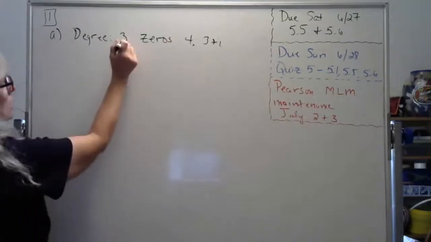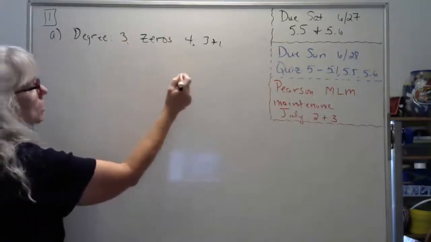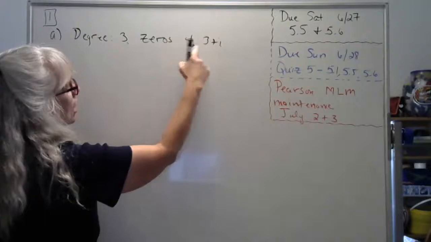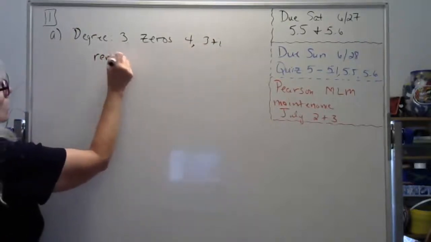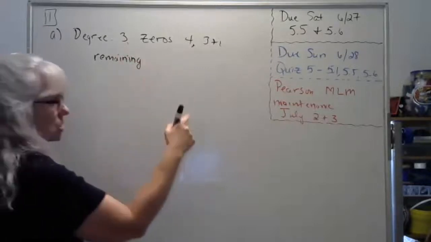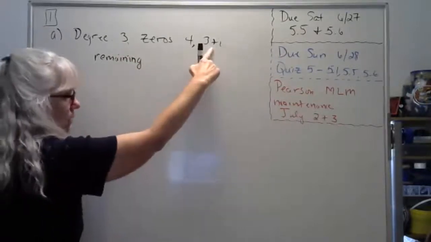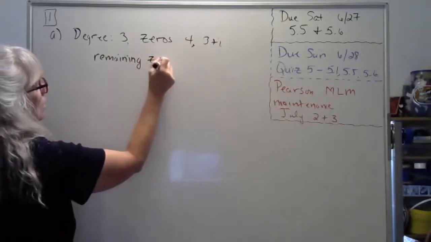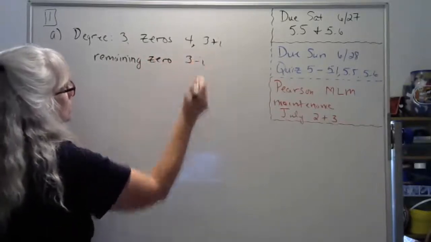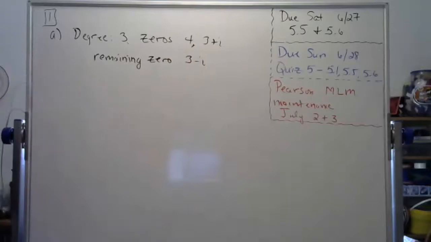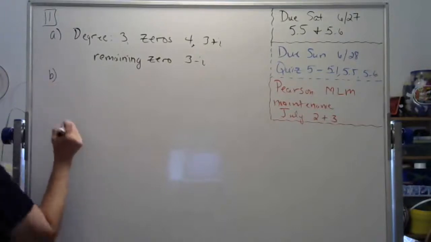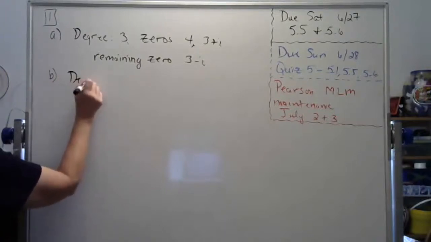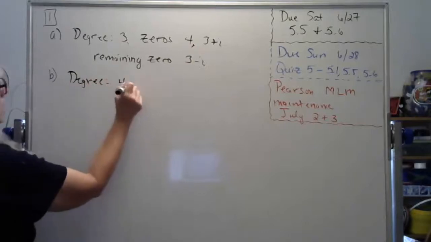Well, because it's a degree 3, we know we have to have 3 zeros. But they only gave me 2 zeros. They gave me 4, and they gave me 3 plus i. So the remaining zero has to be the conjugate pair to the i one that is given. So the remaining zero is 3 minus i, and that's it. That's all there is to the question. That's all they're looking for. It's my kind of question. No work involved. All you have to do is write it out. So same thing. This time, let's say it's a degree of 4.